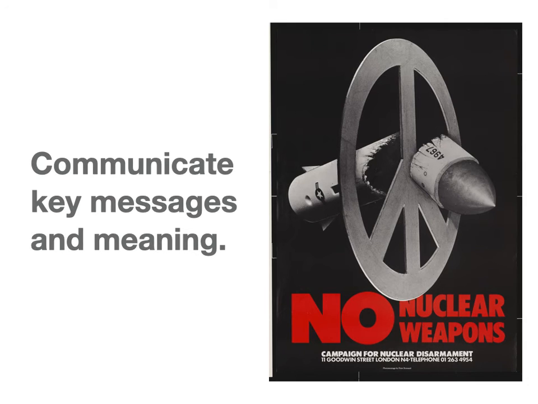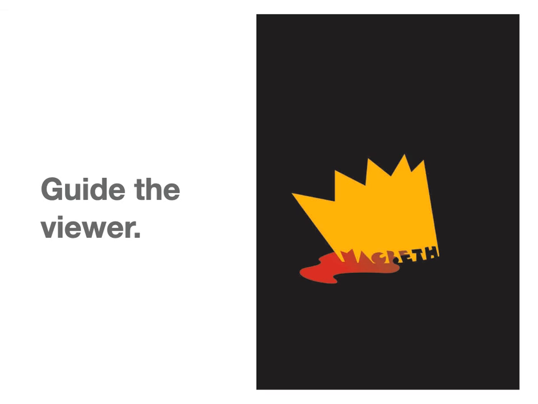You want to communicate key messages and meanings, and you do this most importantly through the use of visual hierarchy. You want to make sure that the right elements are read in the right order by your audience. In this case, you want to see the visual first, and then the no nuclear weapons headline, and then the smaller text. This does not have that much to it, so it's not as much of an issue. But definitely you want to guide the viewer's eye, which is what we're talking about.